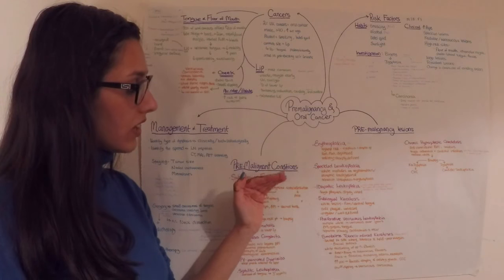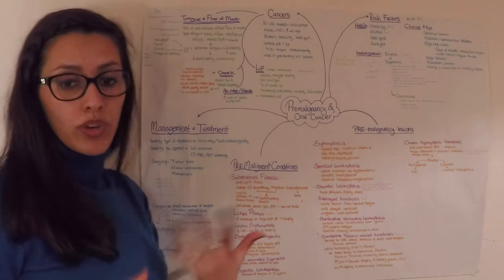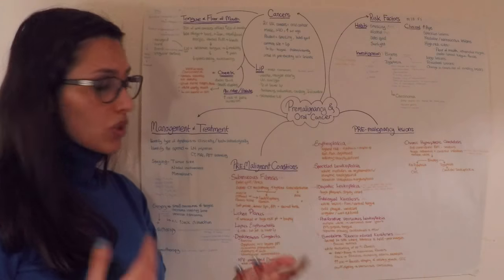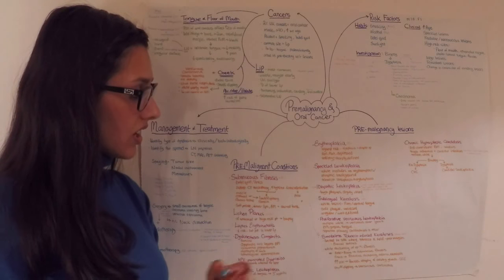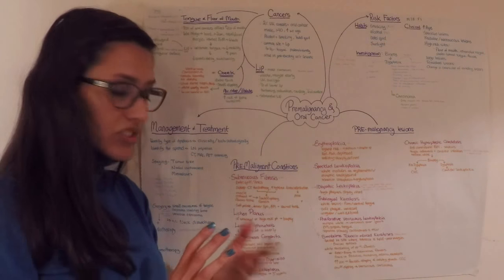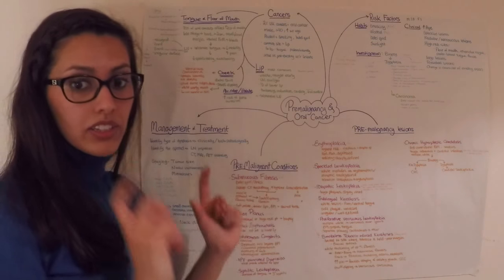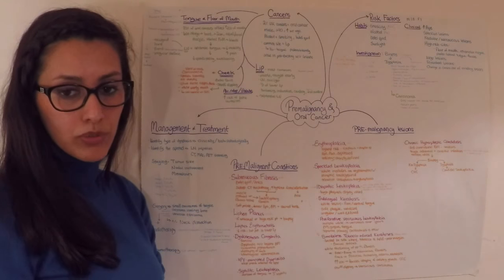And then there's speckled leukoplakia, so red and white lesion. You're always going to biopsy these ones. It could potentially be a transition between leukoplakia, like idiopathic leukoplakia, to erythroplakia.